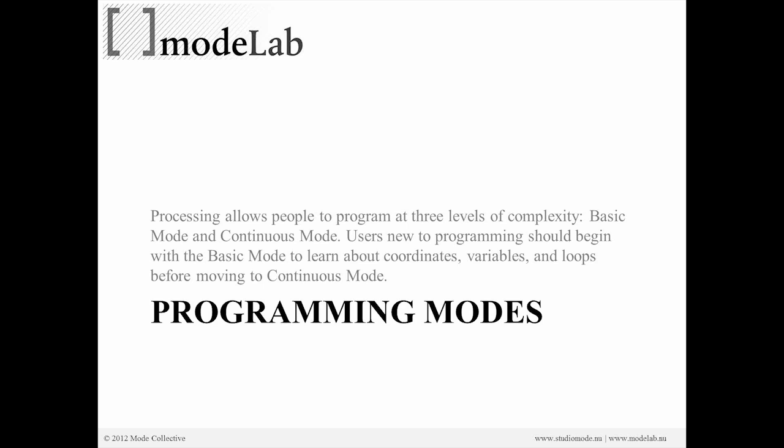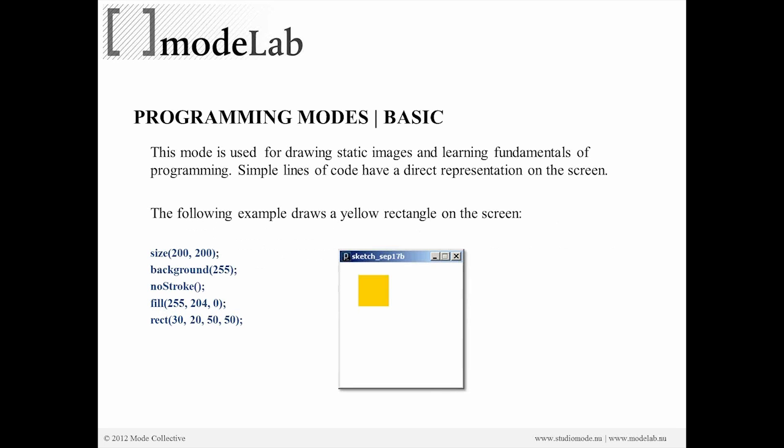But processing actually allows us to program at multiple levels of complexity, and there's actually more than 3. We're going to focus on 2, basic and continuous mode. So users new to programming should begin with the basic mode to learn about the coordinate system, how to use variables and loops, which we'll be getting into in a second, before we move to continuous mode. That's the recommendation of processing. We're going to dive right into it, right?